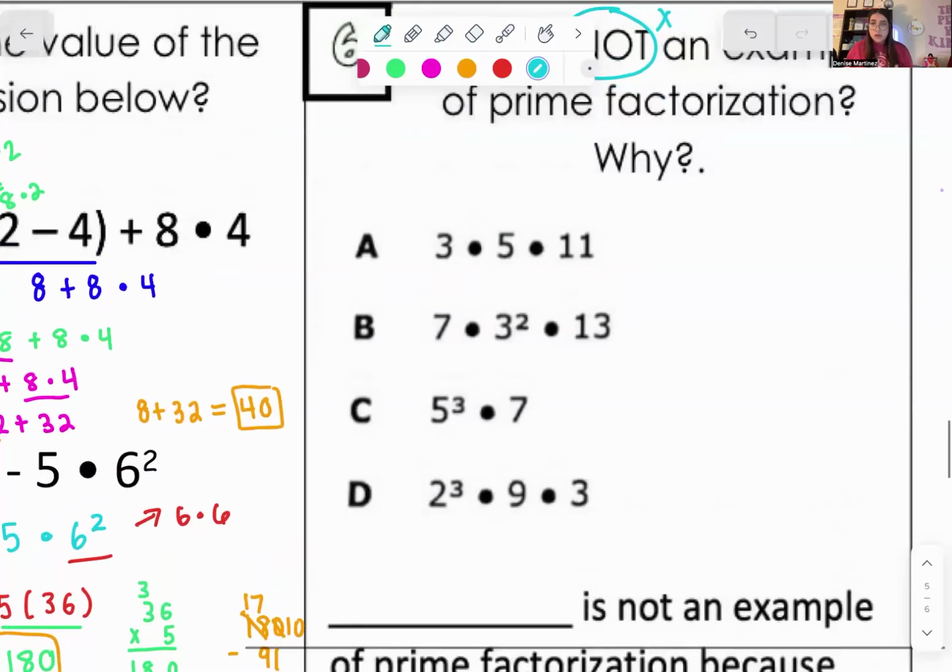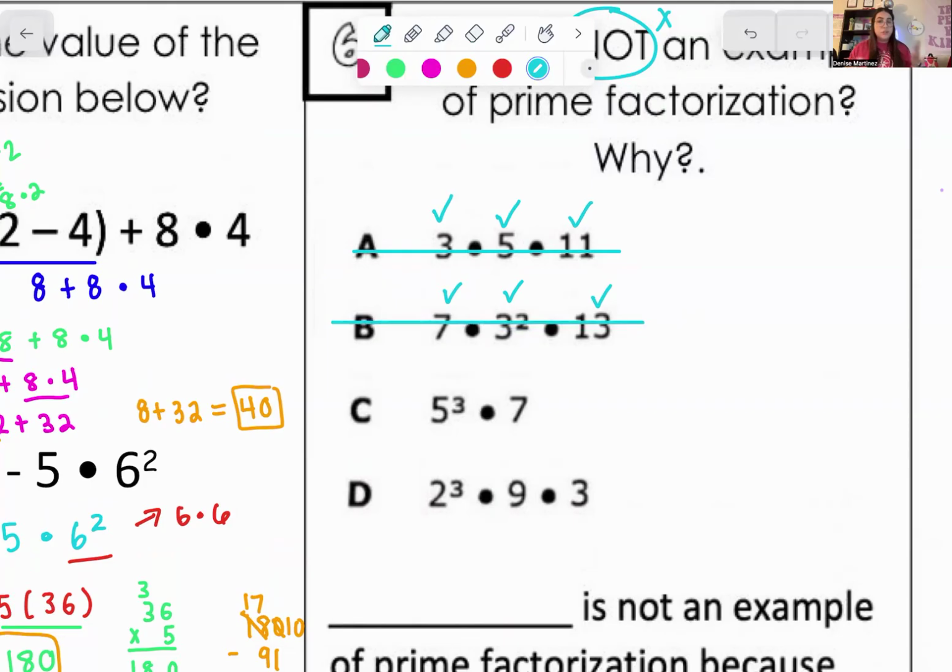So let's look. All of these numbers should be prime. 3 is prime. 5 is prime. 11 is prime. This is an example of prime factorization, so it can't be my answer. 7 is prime. 3 is prime. And 13 is prime. This is an example of prime factorization, so it's not my answer. Remember, I want not. 5 is prime. 7 is prime. C is not my answer because I want not.